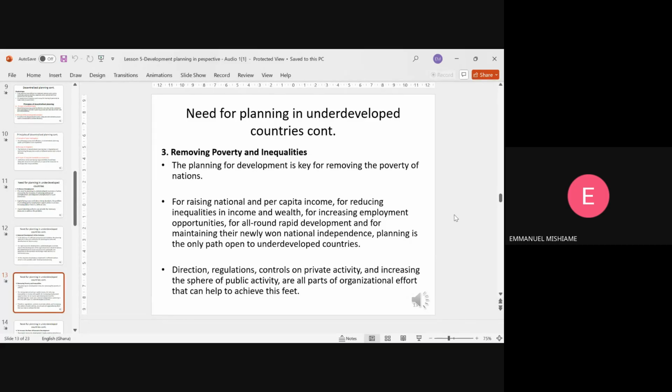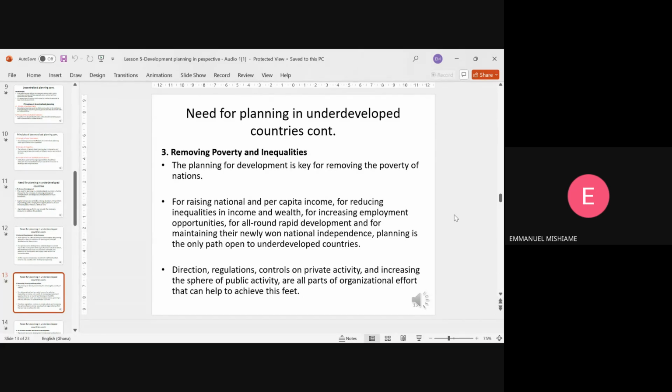Now, planning is also essential for removing poverty and inequalities. And if you remember, this is one of the characteristics of underdeveloped or low-income countries. That is inequality and what? Absolute poverty, if you remember from yesterday. Now, planning for development is key for removing the poverty of nations, for raising national and per capita income, reducing inequalities in income and wealth, and what have you.